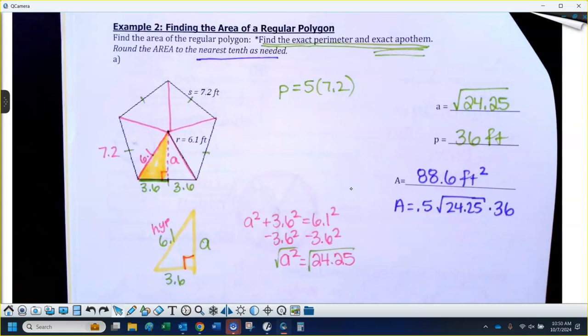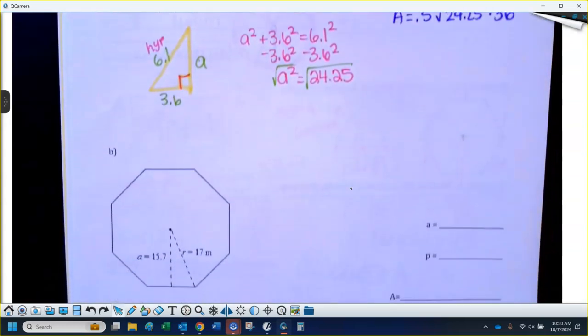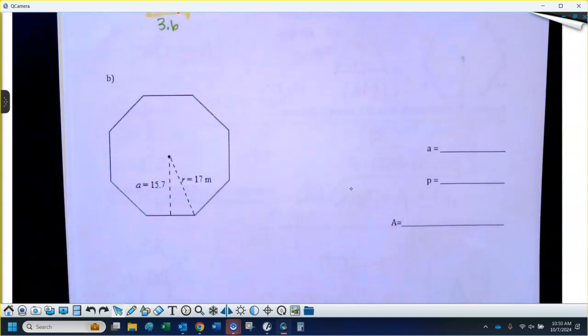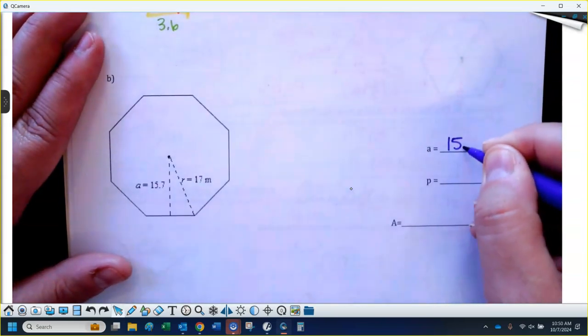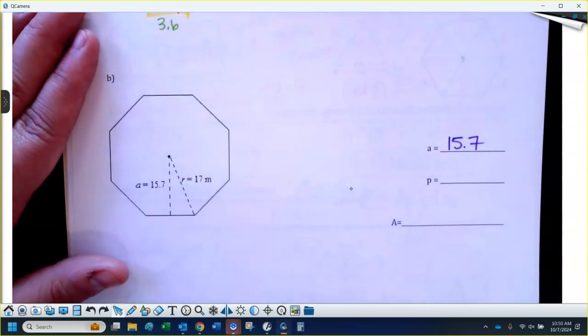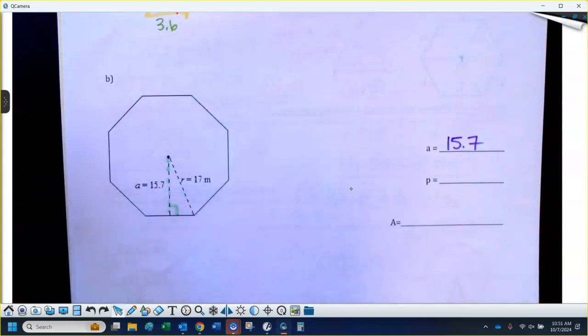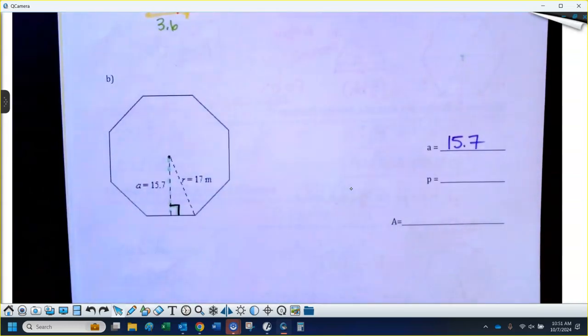Okay, so that one I had to find the apothem. This one's going to give you the apothem, but it's not going to give you the perimeter. So I can write this right now. Apothem, I can see in that lovely problem. And forgive me, I should have had a right angle mark on that. I didn't notice it till just a second ago. So this should have a right angle.